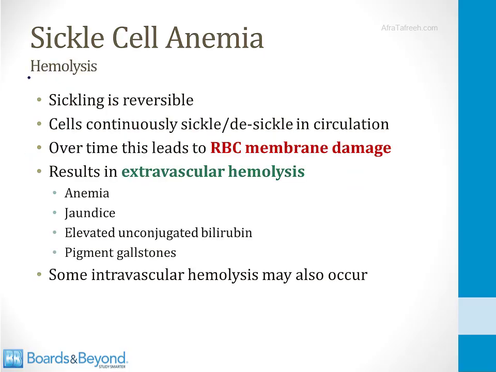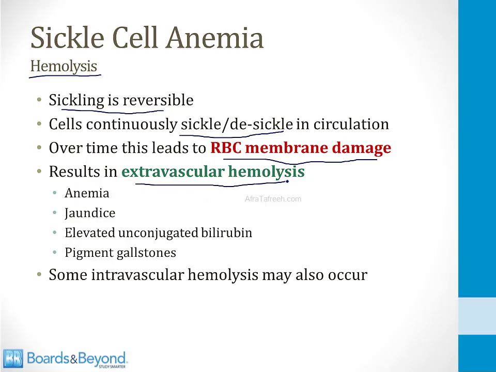So first let's talk about the hemolysis that occurs in sickle cell anemia. The sickling of red blood cells is reversible. The cells continually sickle and desickle in the circulation, and this leads to red blood cell membrane damage. As you may know, anytime the red blood cell membrane is damaged, those cells will be removed in the spleen. This will lead to extravascular hemolysis. So patients with sickle cell anemia can develop anemia and jaundice and elevated bilirubin and pigment gallstones and all the classic features of chronic hemolytic anemia.